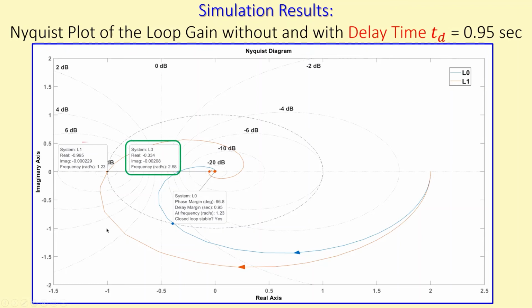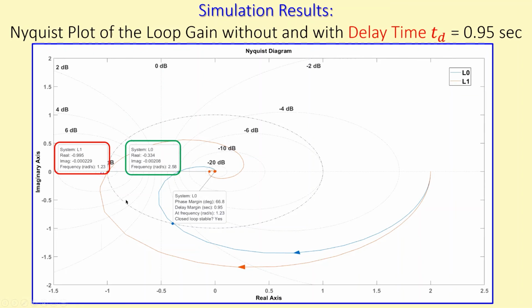Now, the orange line here has a delay, and exactly the maximum delay will make the real part almost minus 1, because the imaginary part is almost 0. That also is confirmed, and you can see that the frequency is 1.23 radians per second, which is what we have calculated. So that also confirms this. What you also see here, for the blue line plot, is that the phase margin is 66.8 degrees. What you also see is that the delay margin is 0.95 seconds. So we can actually add this much delay until we reach our unstable region.